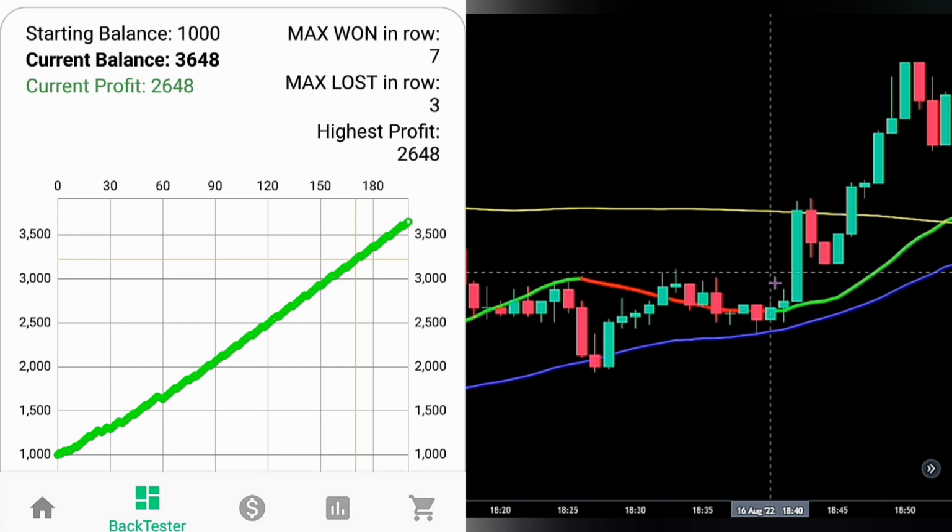So you definitely want to expect that number to be lower when trading live. The profit factor for this strategy is looking good, I guess, and we had 7 wins in a row against 3 losses in a row. So yeah, I'm definitely happy with these results.